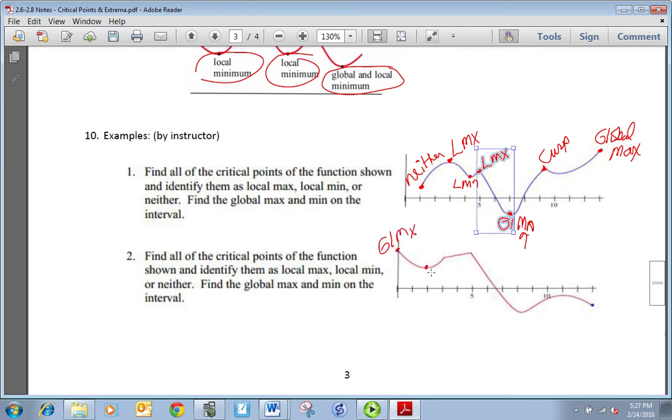In the second graph, my endpoint here is a global max, so GLMX. And we have a global min right here, GLMN. And a cusp, another cusp. Actually, there's two cusps, one right here too. And then we have a global min right here, GLMN, and this last endpoint is nothing, but we do have another local max, so LMX right there.